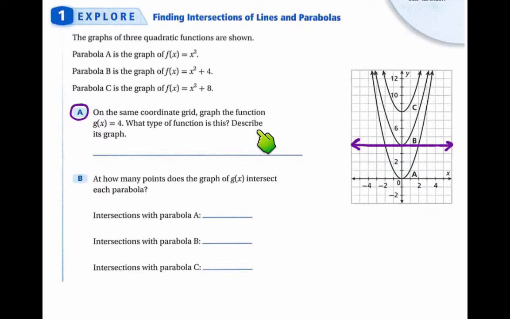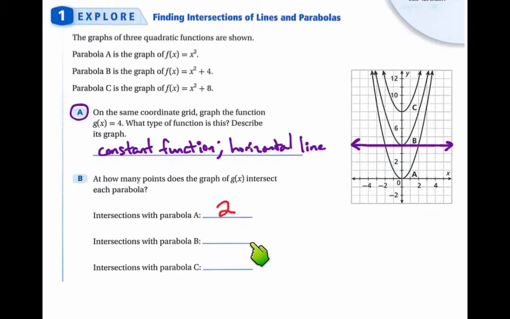What type of function is this? It's a constant function, and it is a horizontal line. At how many points does this graph intersect with each parabola? So how many times does it intersect with parabola A? There's one. There's one. It intersects twice. How many times does it intersect with parabola B? Ooh, you might not think it intersects, but right there, at the vertex, it intersects once. And how many intersections do we have with parabola C? Never. They're never going to meet.